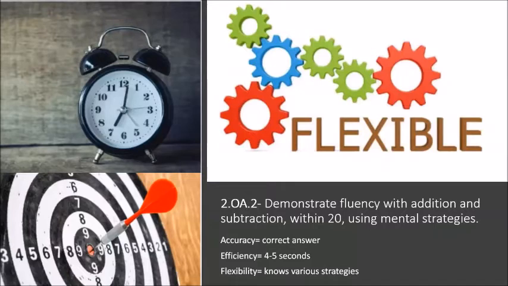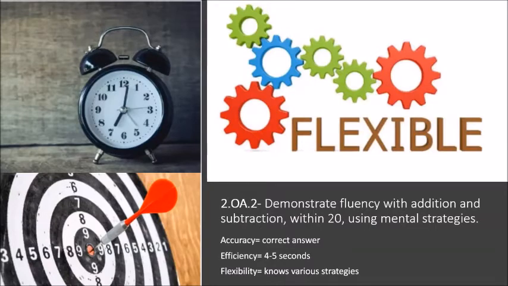Number two, they should also be efficient. We don't want them to take a long time to arrive at the correct answer. 4 to 5 seconds is best for learners to be considered efficient. If they're coming up with the correct answer, but it takes them 2 minutes to do so, they're not as efficient as we would want them to be.